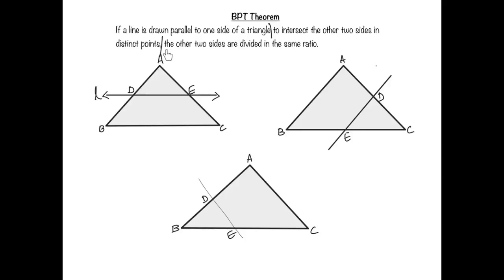Then it's saying that the other two sides are divided in the same ratio. The other two sides, that is AB and AC, so these are divided in the same ratio, that is AD upon DB, this is one ratio, and AE upon EC, this is the other ratio. So, it's saying it is divided in the same ratio. That means these ratios are equal. So, we have to prove that these ratios AD upon DB and AE upon EC are the same. That means they are equal. So, this is what we are supposed to prove in this theorem.